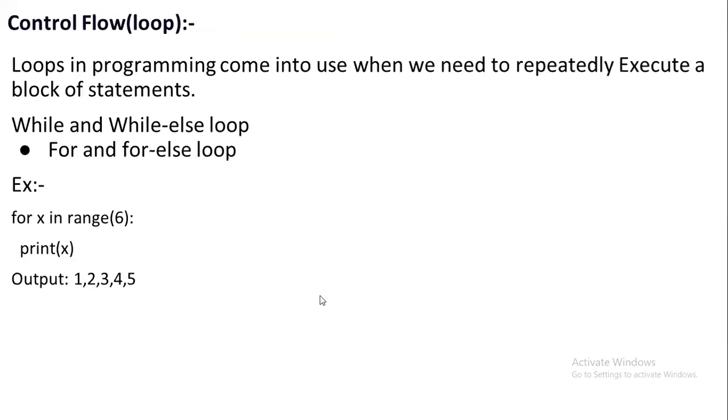Next. So control flow, loop. You all may be aware of the loop. So what is a loop? Loops are statements in programming to do some repetitive kind of job. If you are required to do repetitive kind of job, you can use a loop. Fine. So what are the loops? While loop, for loop. These are the loops.